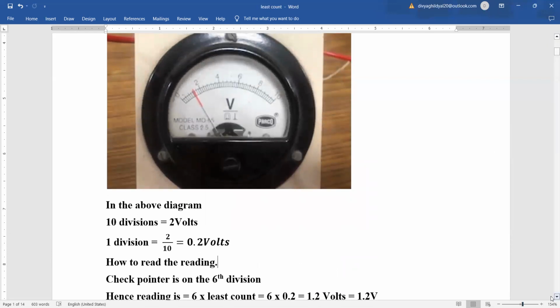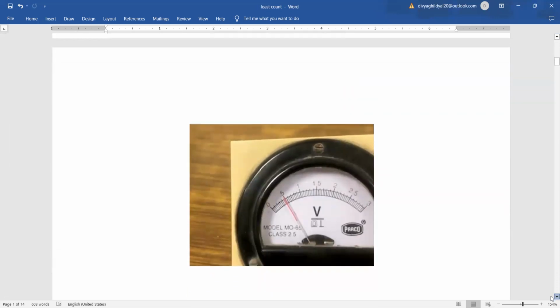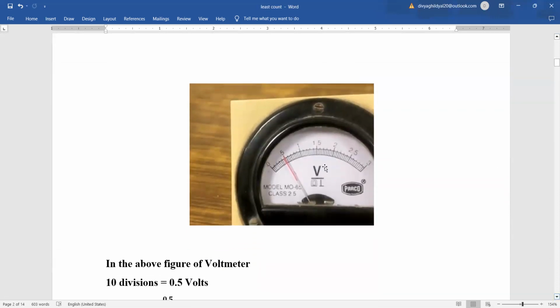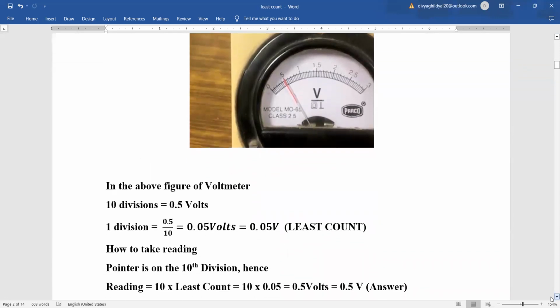Let us see another simple instrument like this of our physics lab. Have a look at this voltmeter. What can we see? 10 divisions are showing us 0.5 volt. So how much is one division showing us? 0.5 upon 10, that is equal to 0.05 volts. Now, this is the least count of this apparatus.